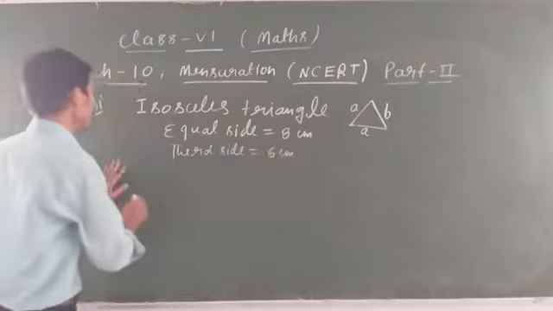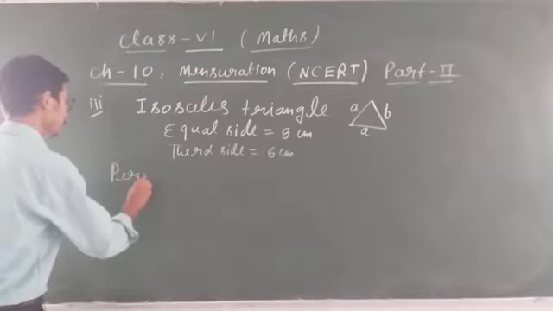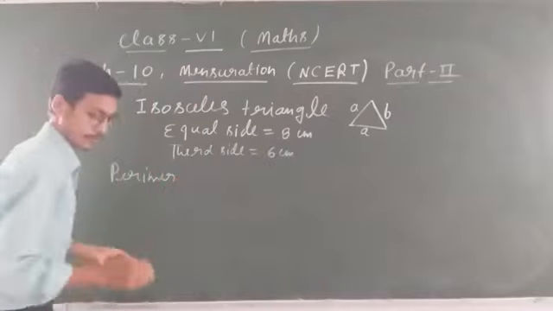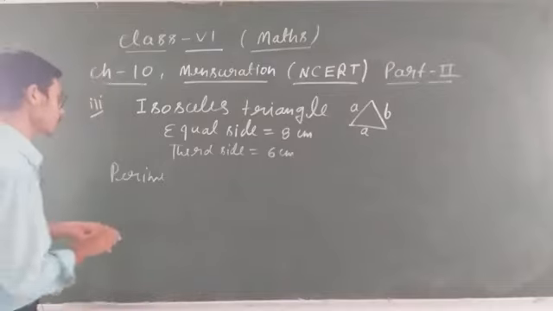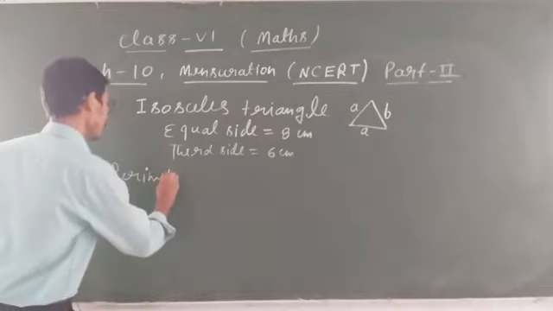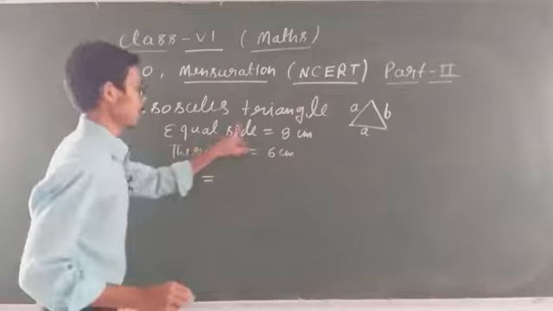So what you can do, you can write perimeter equal to two sides, you know that perimeter equals the sum of all sides, right?